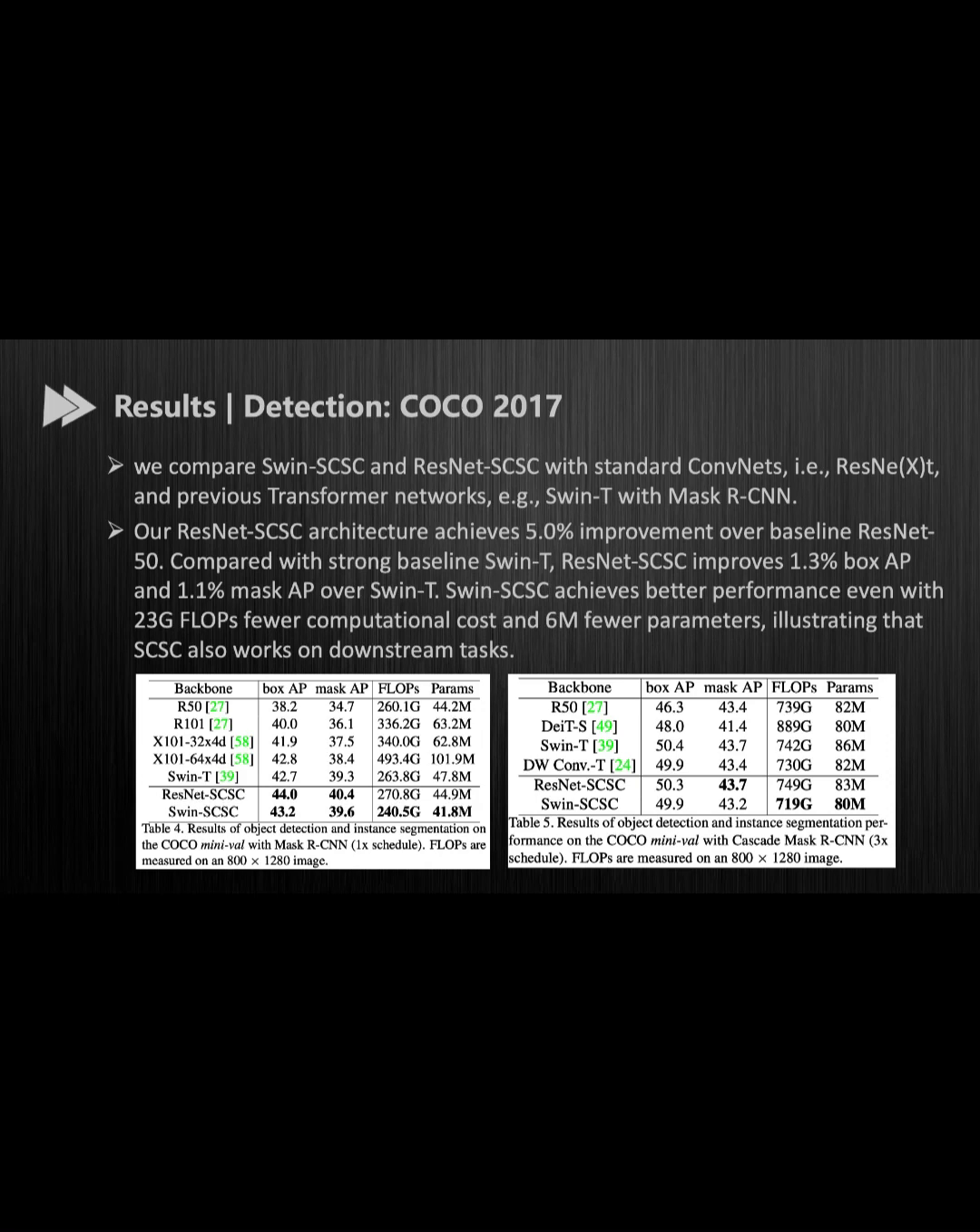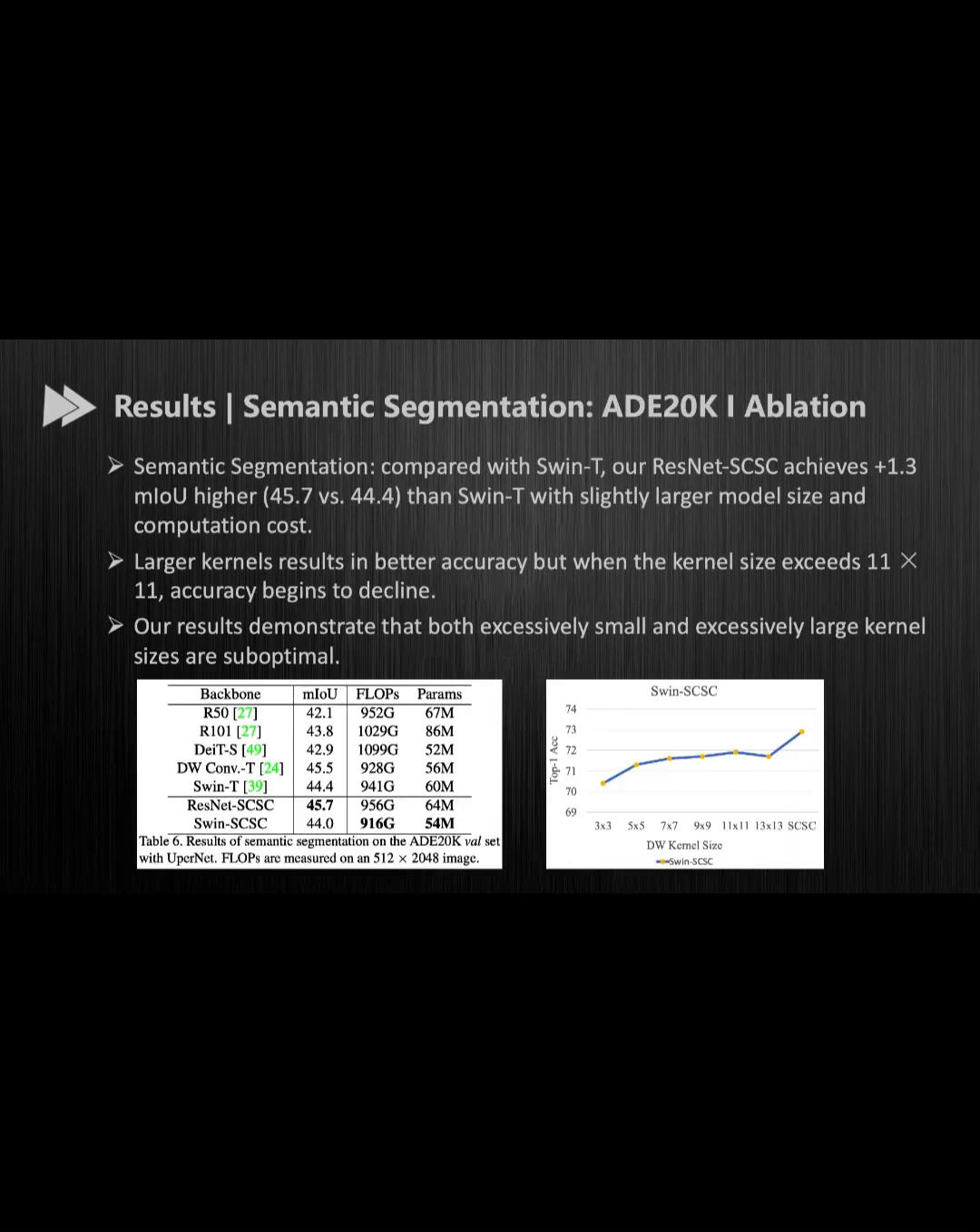For ablation study, larger kernels result in better accuracy, but when the kernel size exceeds 11 by 11, accuracy begins to decline. Our results demonstrate that both excessively small and excessively large kernel sizes are suboptimal.